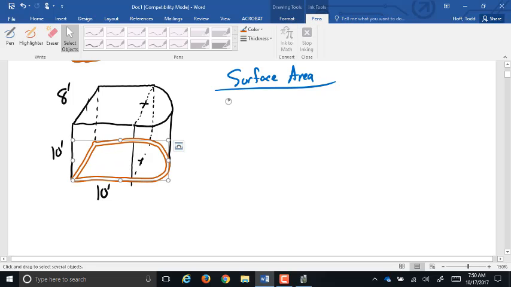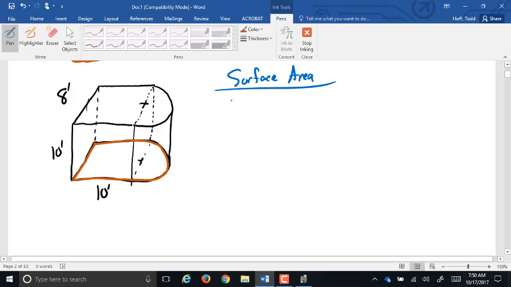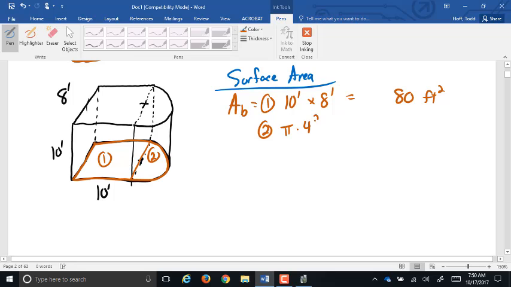So first I want to find the area of that base. Now I'm going to do it in two pieces. I've got the rectangle, which is how big? 10 feet by 8 feet, which is 80 square feet. Second, we have the half circle. What's its radius? 4. Perfect. Pi times 4 squared divided by 2, which is going to give us 25.12 square feet. So the area of that base is 105.12 square feet.